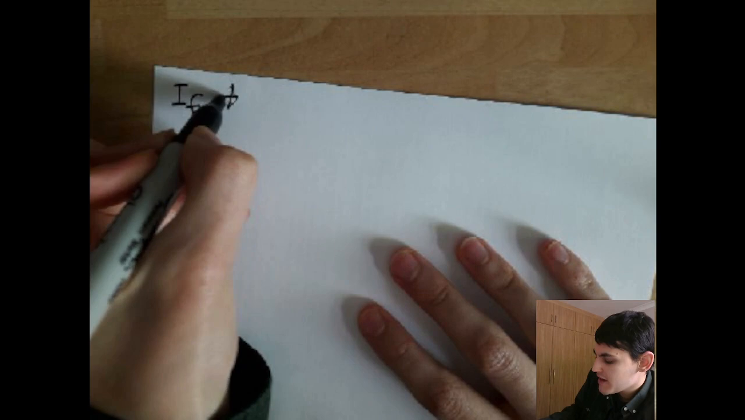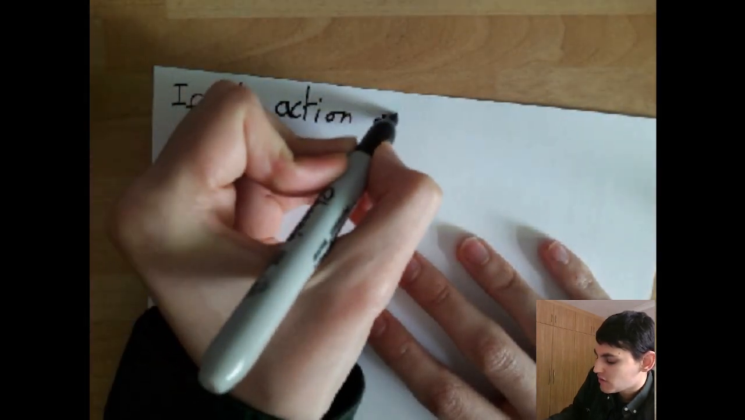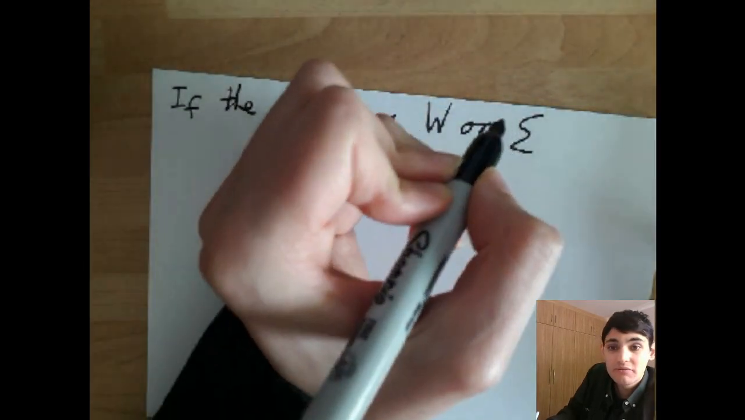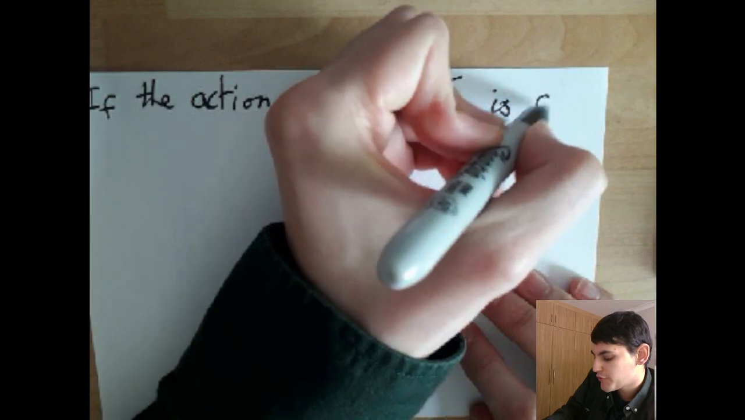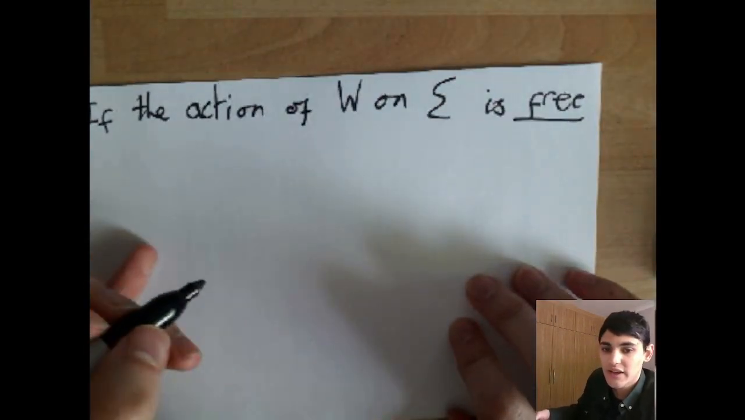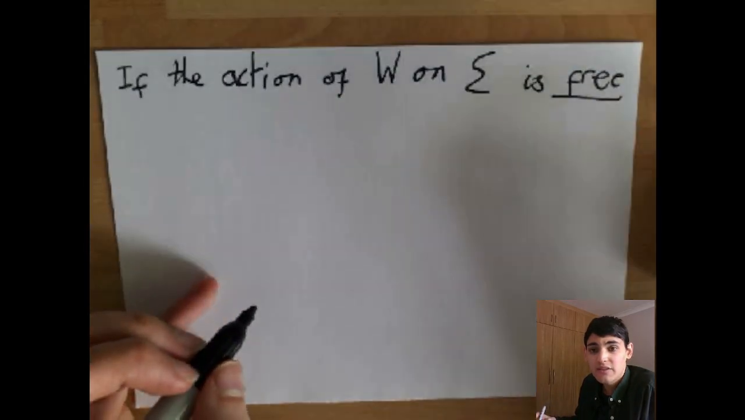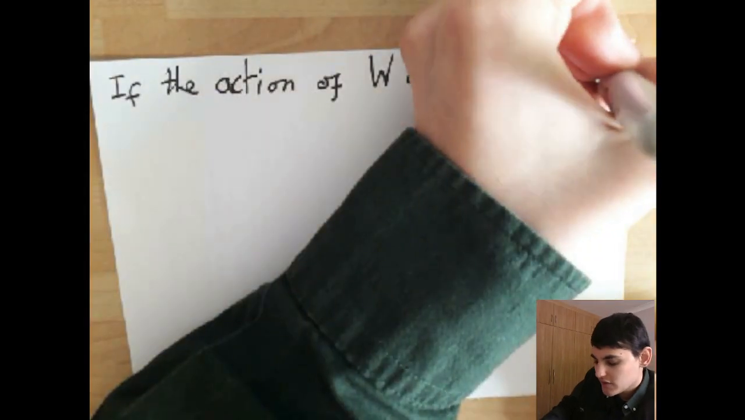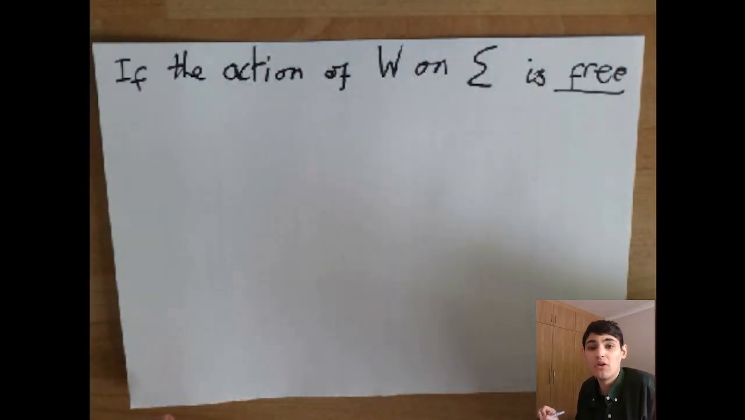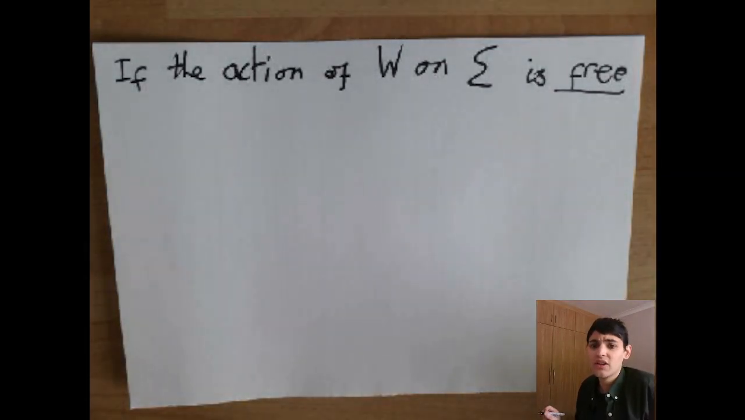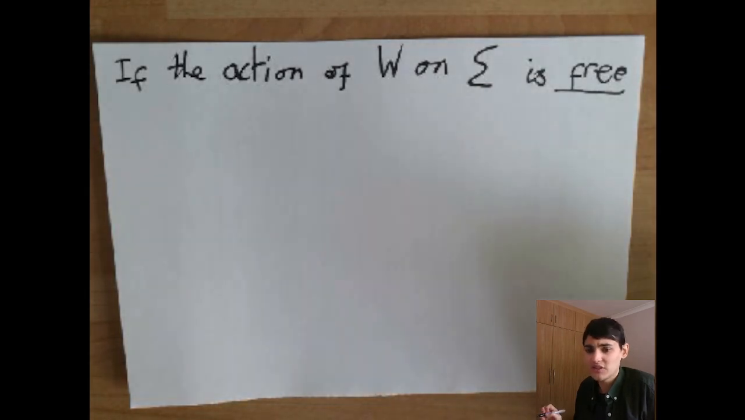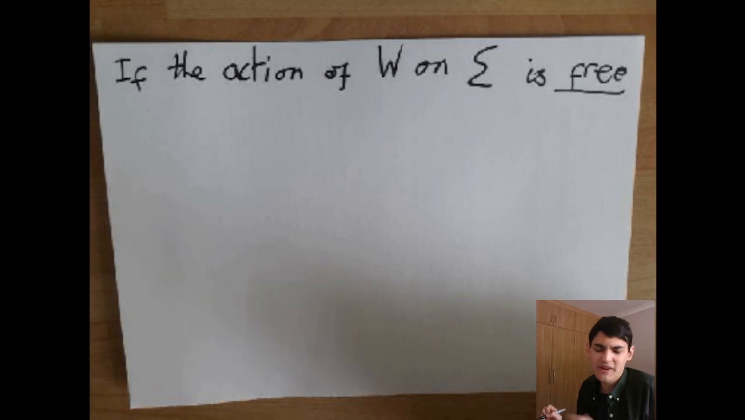If the action of W on sigma is free, that means that the stabilizer of the action is trivial, so it's just one. If you're unfamiliar with stabilizers and actions and all this, I will put a link to the Wikipedia article on them. It's fairly easy to understand, I think. It shouldn't take too long. I might do a bonus video if I can be bothered.